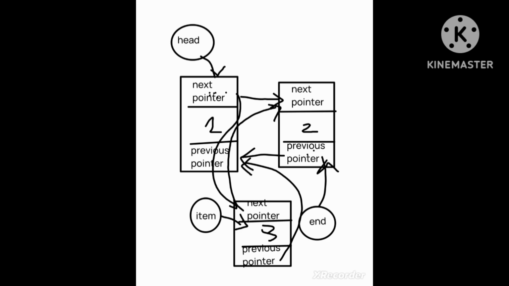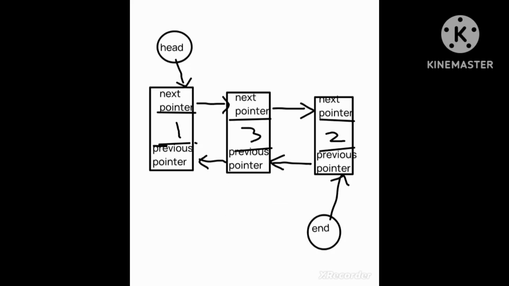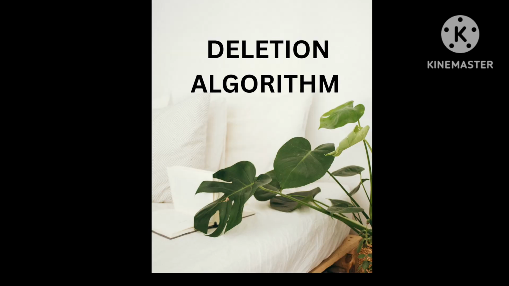previous node. Then we will connect the next pointer of the first node to the item node, and then link the previous pointer of the second node to the item node, and then release the link between first and second node. So in this way the item node is inserted into doubly linked list. So the final doubly linked list will look like this. The item node is inserted between the two nodes.